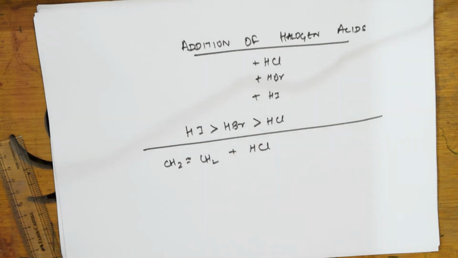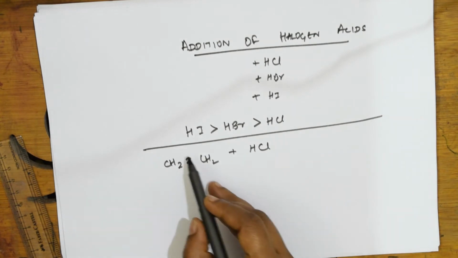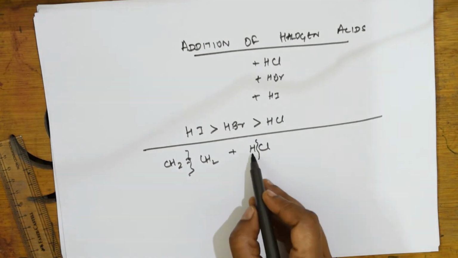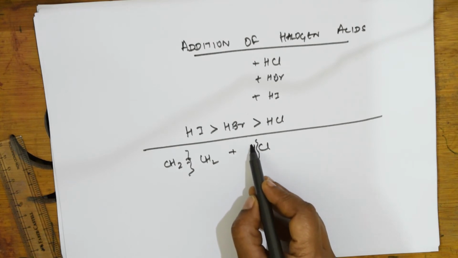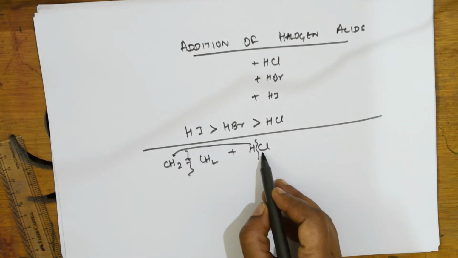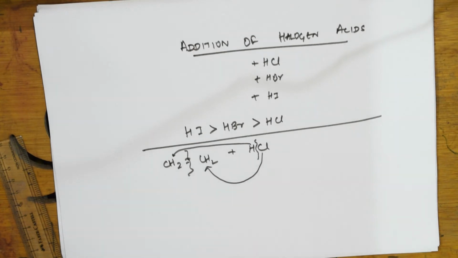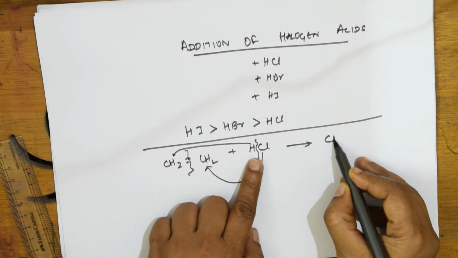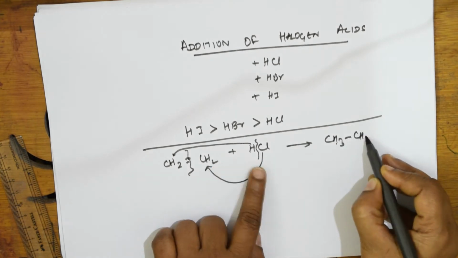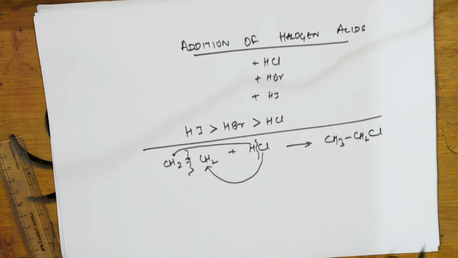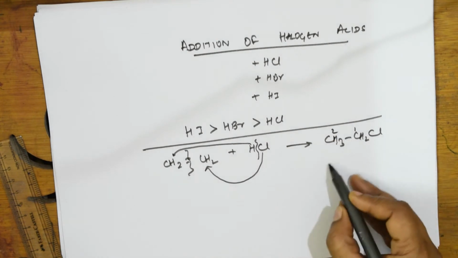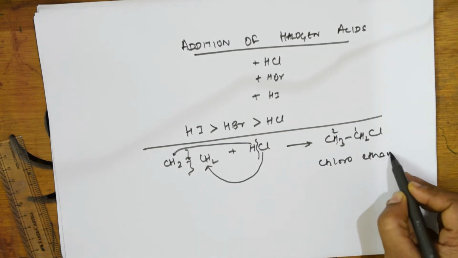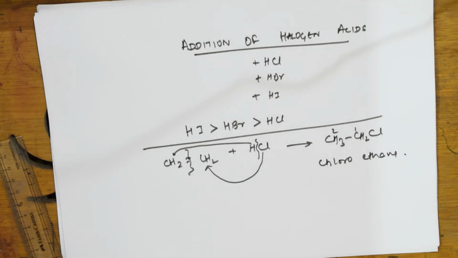So as soon as this is done, there's a cleavage of the bond here. There's a cleavage of the bond here. Now what will happen? This hydrogen goes and adds to this carbon, and this chlorine adds to this carbon. Now what product do I get? CH2, adding this hydrogen, becomes CH3. This will become CH2Cl. What is the name of this compound? This is chloroethane. Chloroethane. Done.